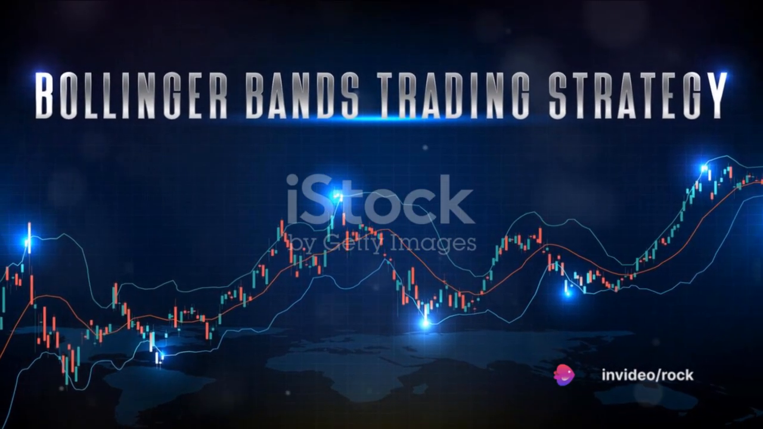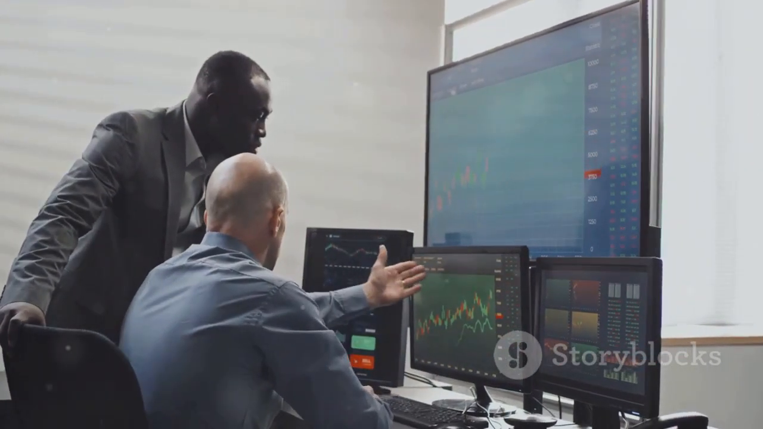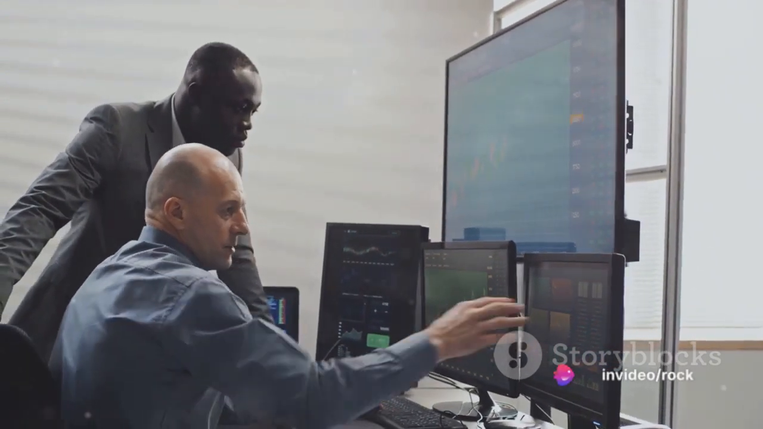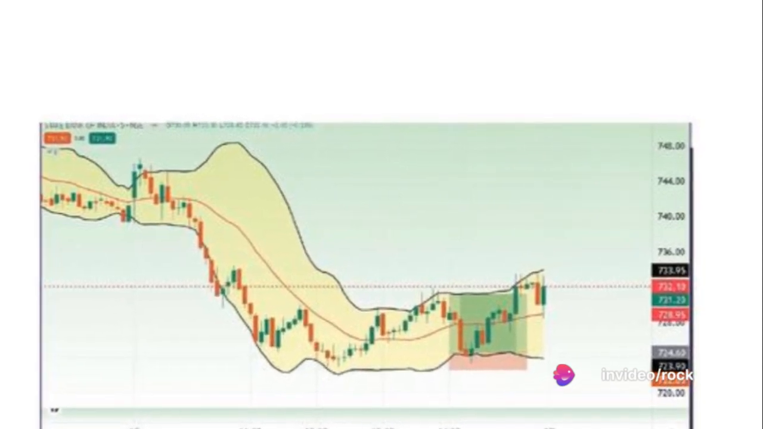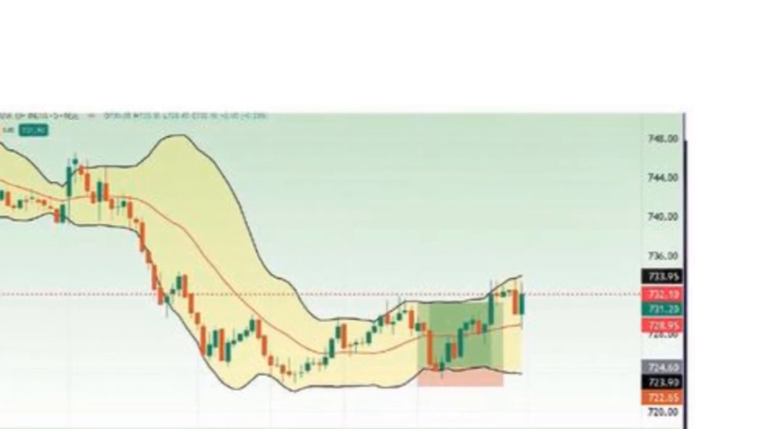The Bollinger Band strategy, named after its inventor John Bollinger, is a technical analysis tool designed to measure market volatility and provide relative definitions of high and low prices. It's a strategy that has been in use since the early 80s and has stood the test of time in the ever-evolving world of trading.